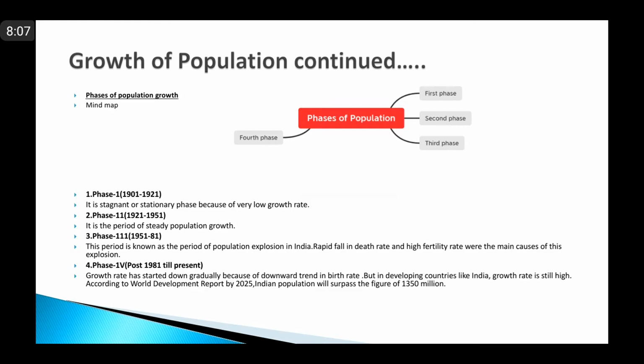However, growth rate started declining. It was a good sign of the success of the family welfare program. Once the family welfare program was introduced in our country, the birth rate declined rapidly from 34 per thousand in 1981 to 21.4 per thousand in 2011. Though the death rate also declined, the birth rate fell more steeply, causing the growth rate to decrease.